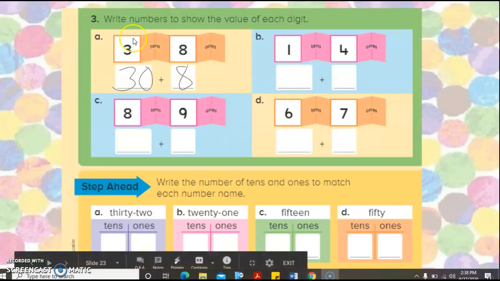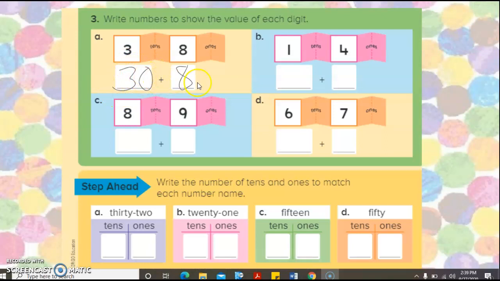If you said, 3 tens, that means I should have a 3 in the tens position, so that would be 30. And 8 ones, that means I have an 8 in the ones position. That would be 30 plus 8 to give me 38. So that is our answer for letter A.